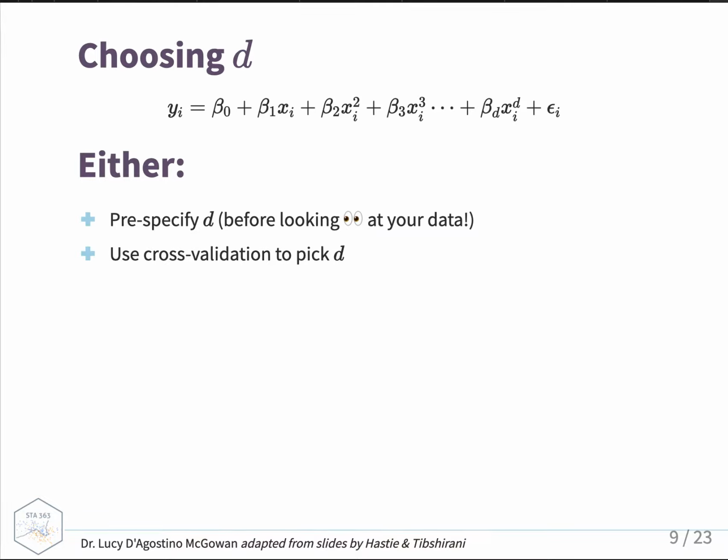Okay, so now that we sort of understand what's going on here with these polynomial models, how do you actually specify D? How do you specify what degree of polynomial to fit your model to? There's two ways to do this.